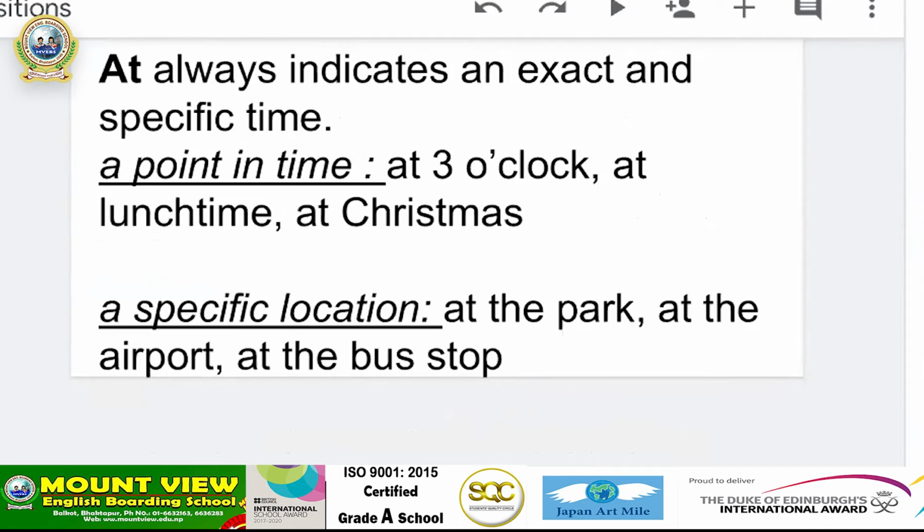"At" usually indicates an exact and specific time. You can say "at" a point of time. If you are talking about one specific exact time, then we have to use "at": at 3 o'clock, at lunchtime, at Christmas. That means it is a fixed one, indicating the fixed one.